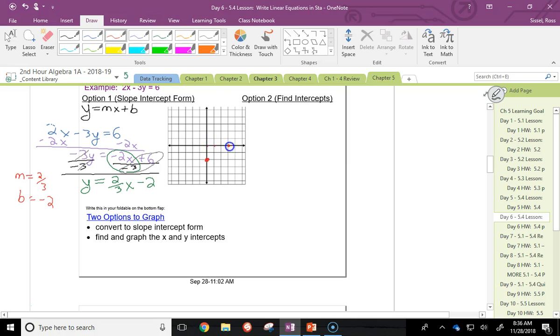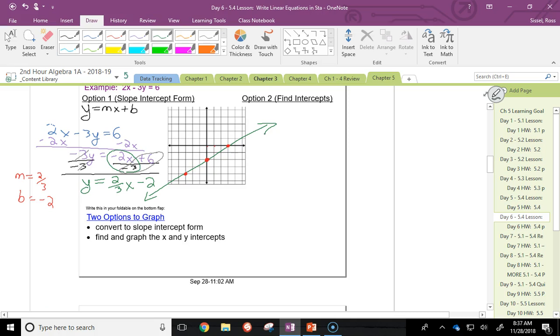1, 2, 3. And I can keep doing that. Up 2, over 3. I'm going to run out of room. I can go backwards. Down 2, over 3. And then I can go ahead and graph my line. We have now graphed the standard form of 2x minus 3y equals 6 using slope-intercept form.